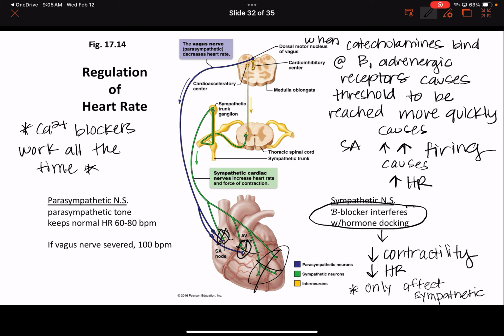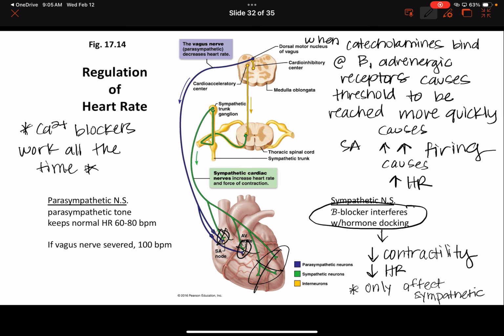So any questions about that? Yeah. Could you repeat why when the vagus nerve is severed, the heart speeds up? Okay, so the heart naturally wants to beat at 100 beats per minute. That's just the way that the heart works. Okay, it's autorhythmic, and its natural pacing wants to be at about 100 beats per minute. But we have control through our parasympathetic nervous system. It's called parasympathetic tone, that keeps our heart rate at a more manageable level at about 75 beats per minute.